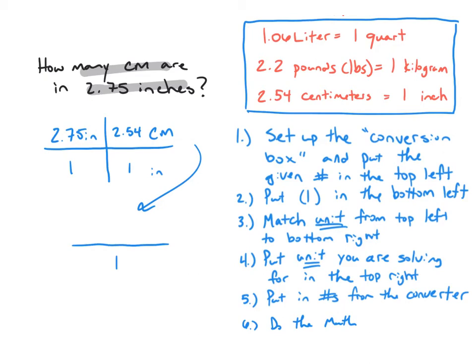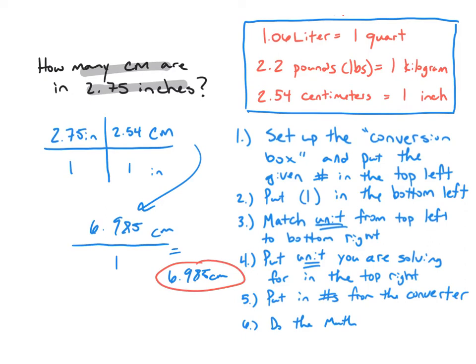I'm going to take 2.75 times 2.54 because I'm going to multiply numbers on the top next to each other and multiply numbers on the bottom next to each other. And I get 6.985. Now I have a number that's 6.985 divided by 1, and anything divided by 1 is itself. So the answer here is 6.985 centimeters, and that's my final answer.